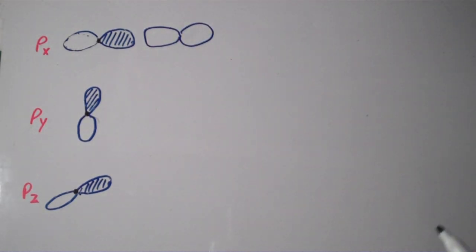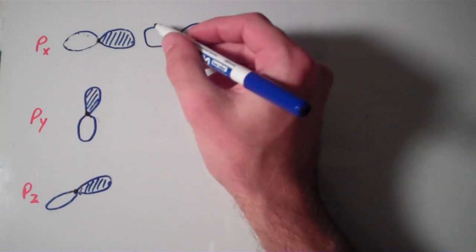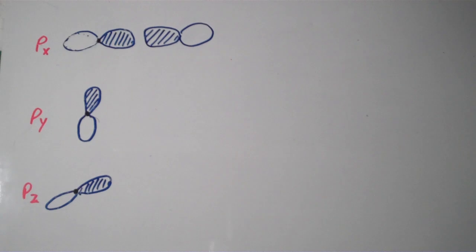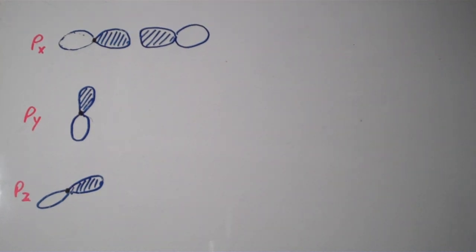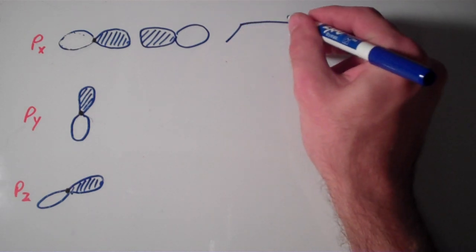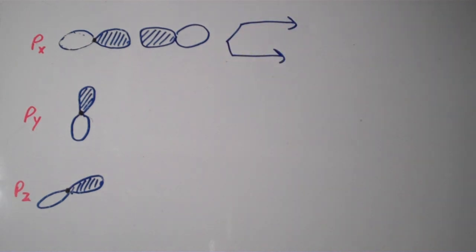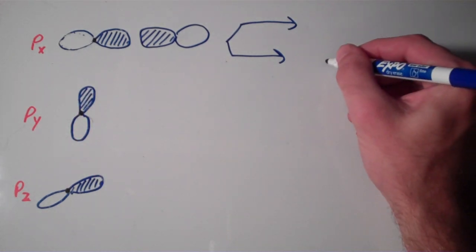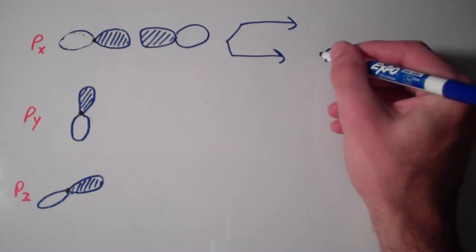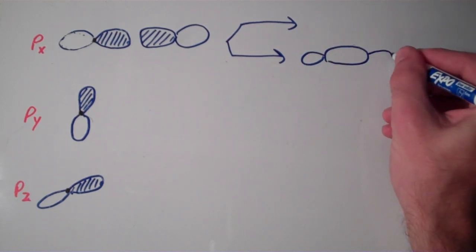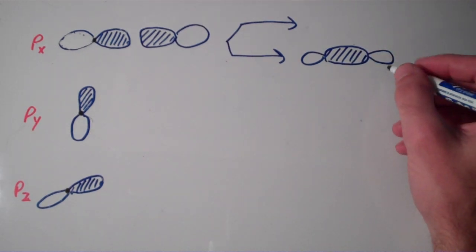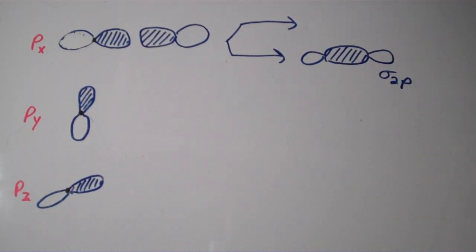like we've been doing for the s orbitals, these two px orbitals can combine in phase or out of phase, meaning they can constructively interfere or they could destructively interfere. So this is going to end up resulting in two different types of molecular orbitals. And the molecular orbital that comes from constructive interference looks sort of like this. And this is called the sigma 2p orbital.